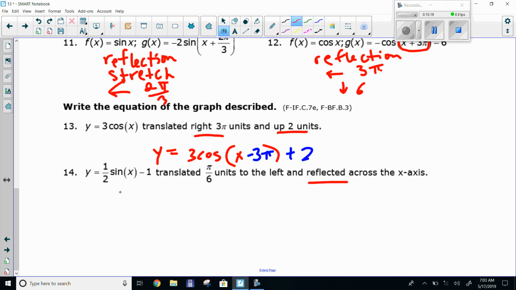This one is pi 6 to the left and reflection. So reflection is easy. Reflection just means put a negative in front. And then we want to go pi 6 to the left. So that has to go inside with the x. So it'd be pi 6 in here. And since we want it to go left, we're not going to go negative. We'll always go opposite when we're inside here with the x. And then this already had the minus 1 outside.